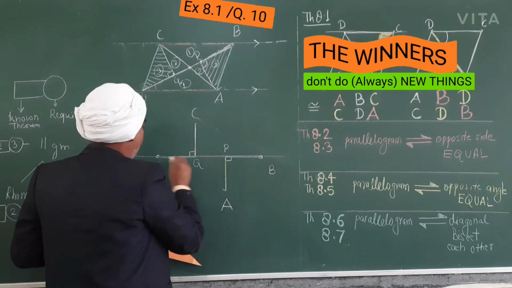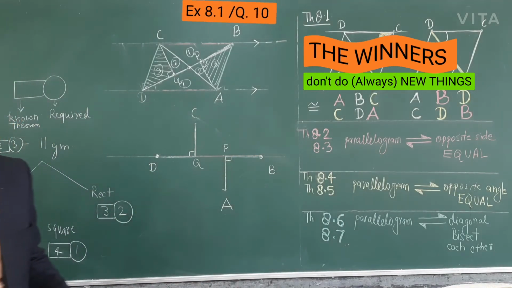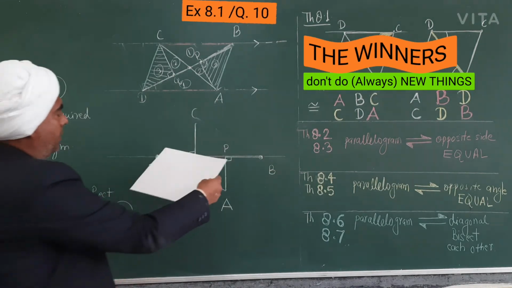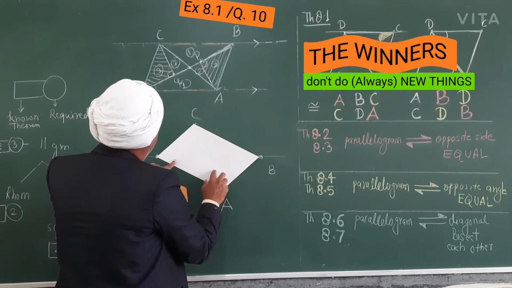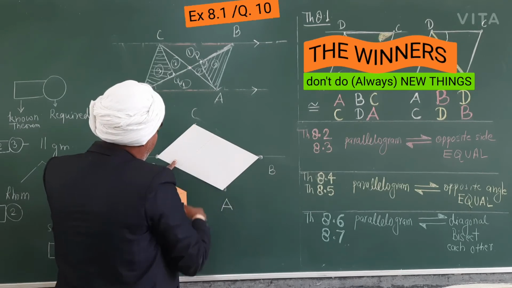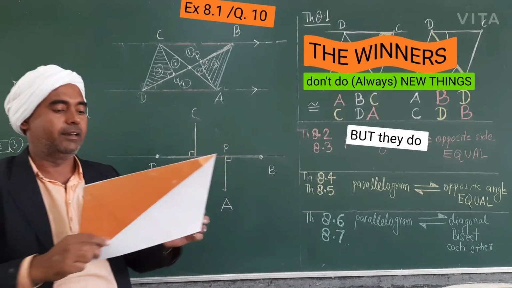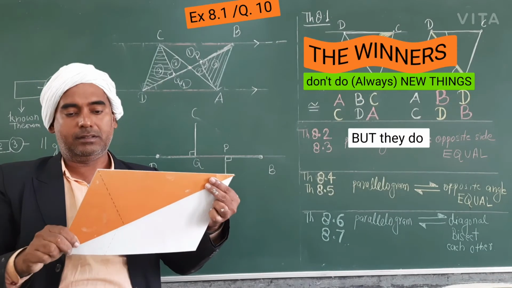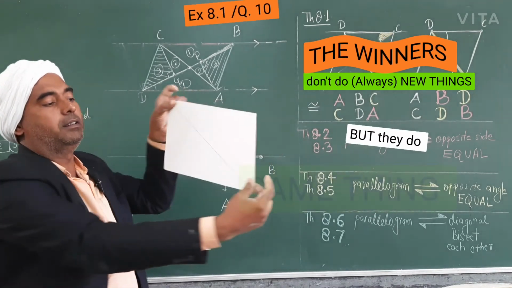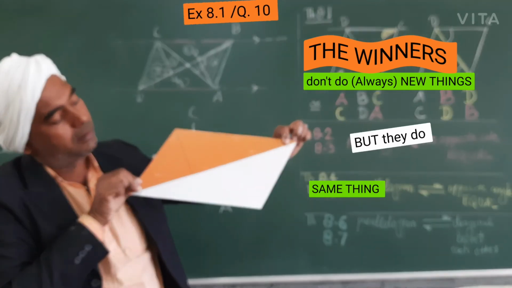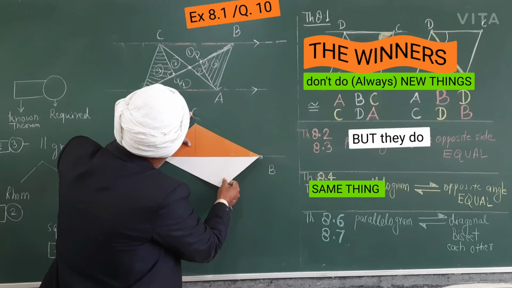Means if BD is a diagonal, because this is made with the help of this one, you can see BD is a diagonal, and if this is the perpendicular, this triangle is half of the parallelogram. This I have made with diagonals. Okay, so actually this is the question.